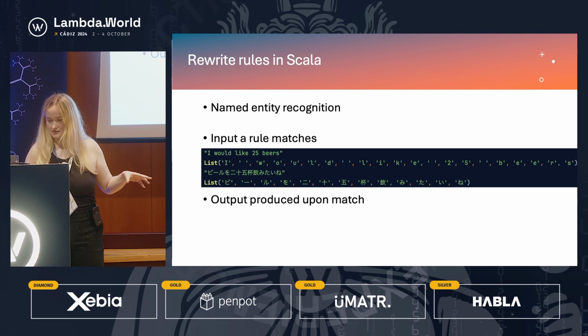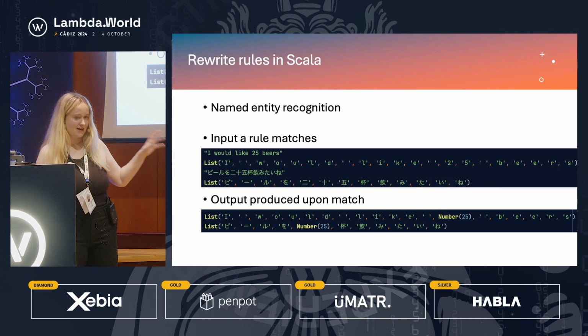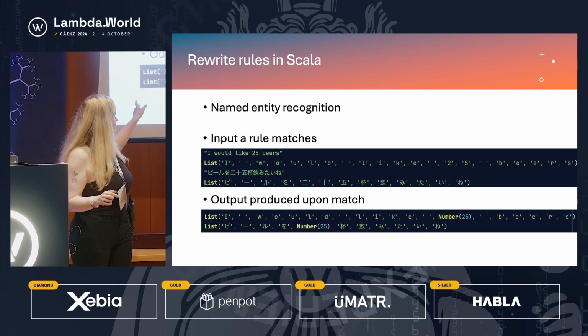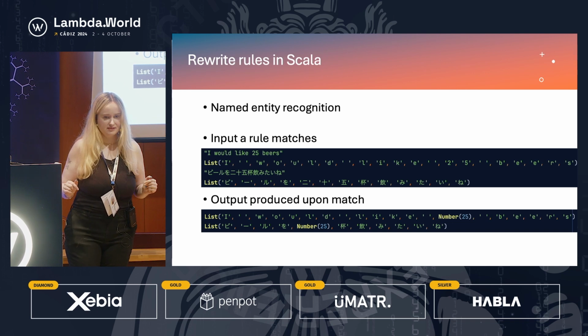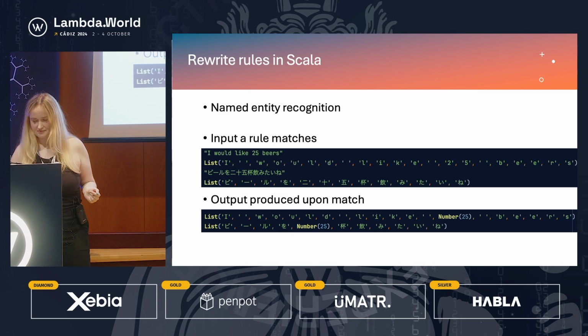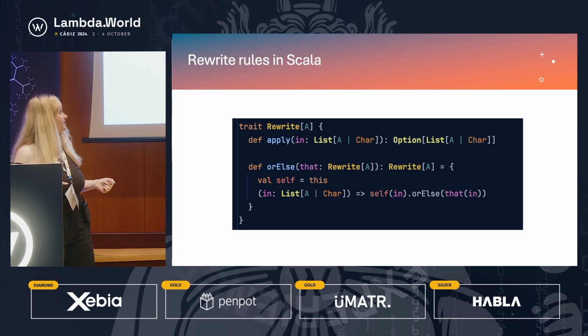So our output is going to be using the union type of character and the entity. So we'll have a list which is mixed, and then only the numbers are going to be converted into the entity format. So let's look at how we're going to do this in Scala.